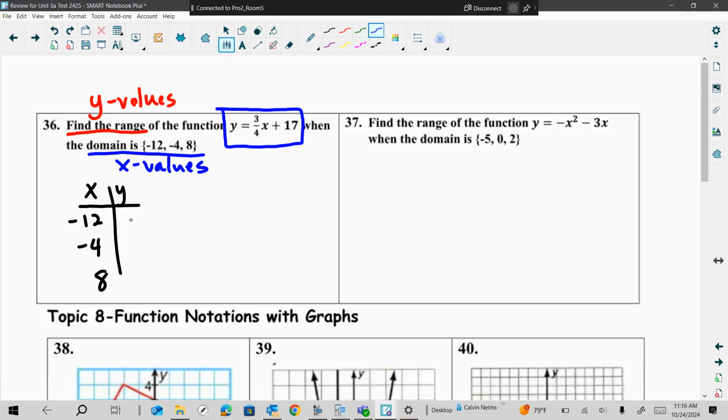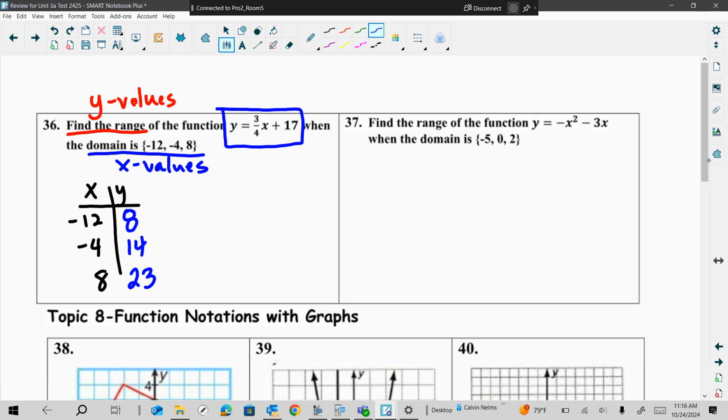Did anyone get the y values here? Yes. What do you have, Deshaun? Negative 12 is 8. Negative 4 is 14. Yeah, that's right. 8 is 23. Yep, there it is. And that's our answer, yeah.